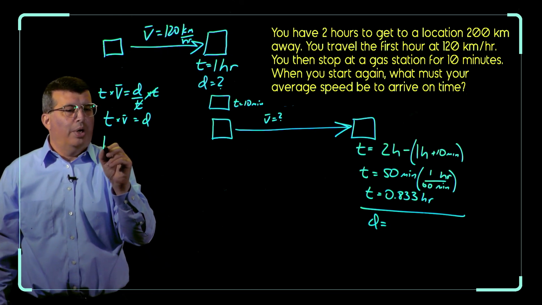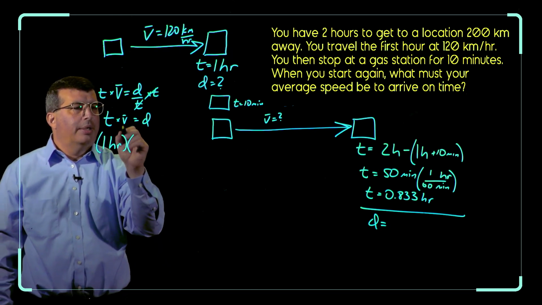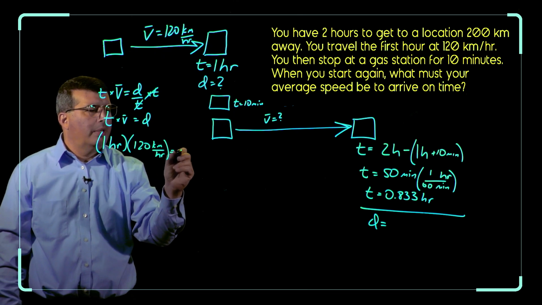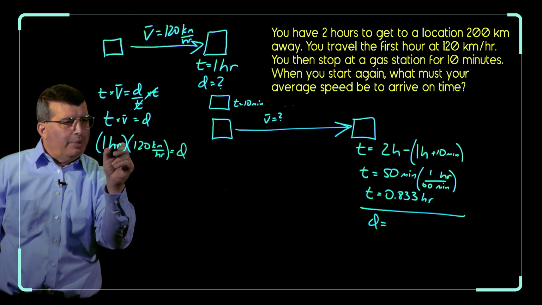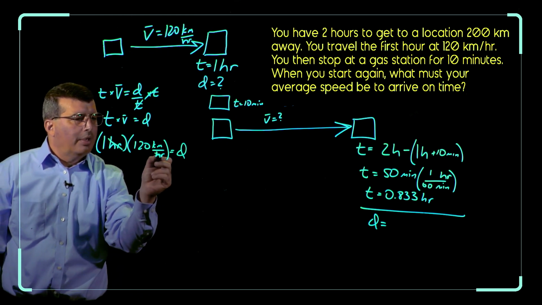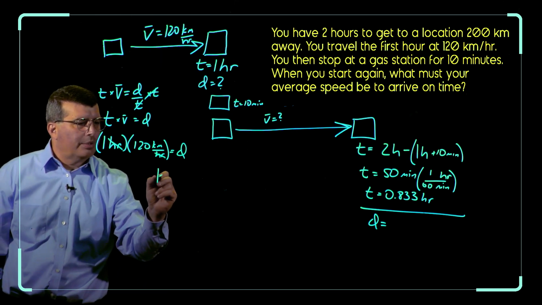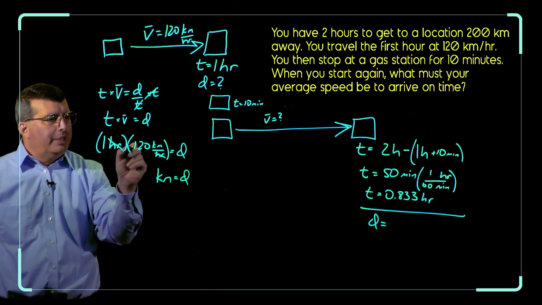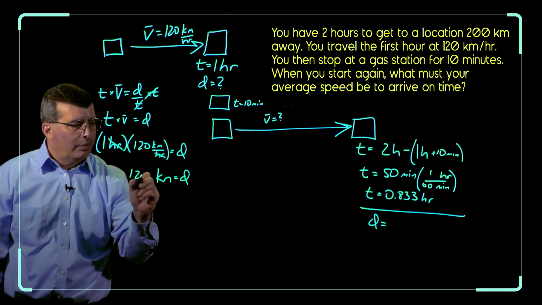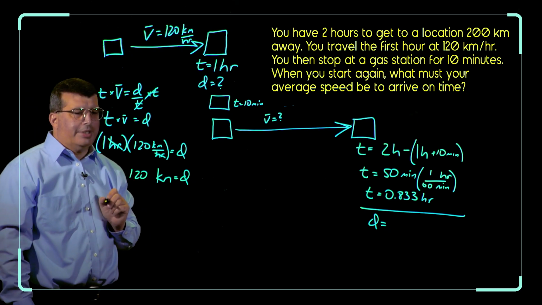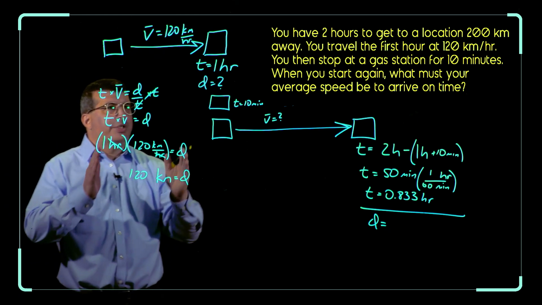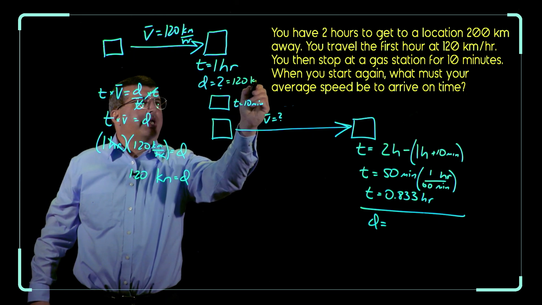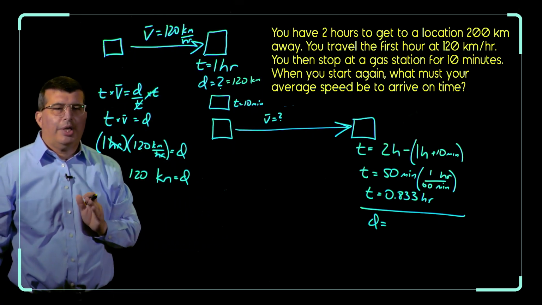Okay, time is 1 hour. Average speed is 120 kilometers per hour. That equals our distance. Notice we have hour in the numerator, hour in the denominator. Those cancel out. So our only unit left is kilometers. And the number is 1 times 120, which is 120. 120 kilometers is the distance. So in the first hour, we got 120 kilometers in the first part of our trip.